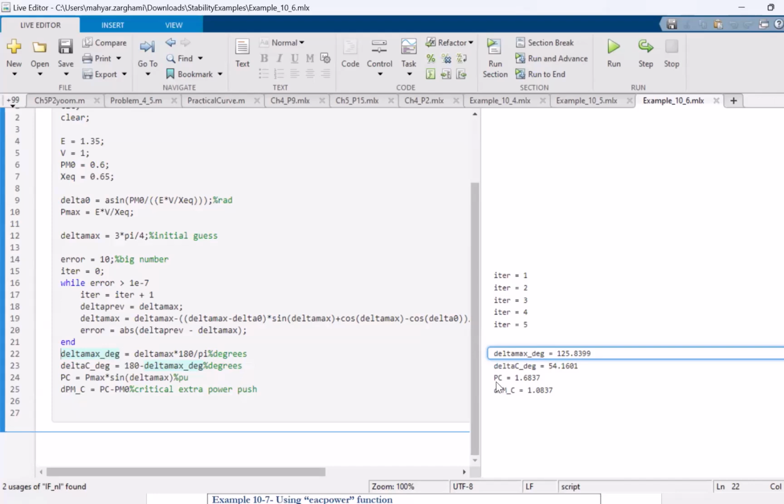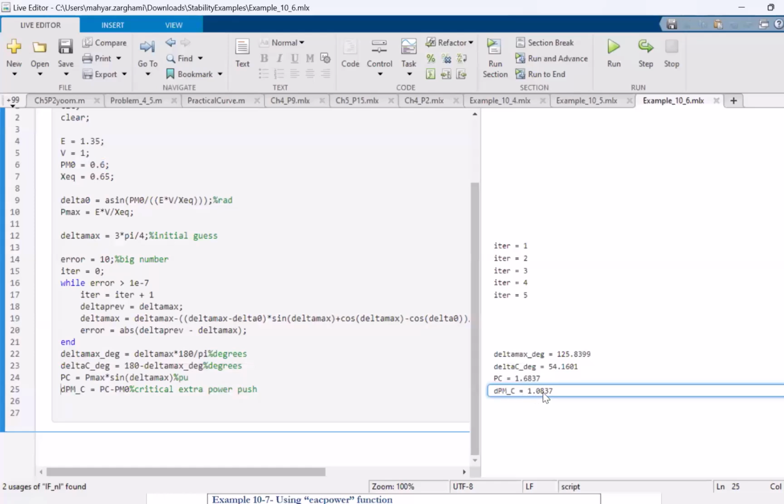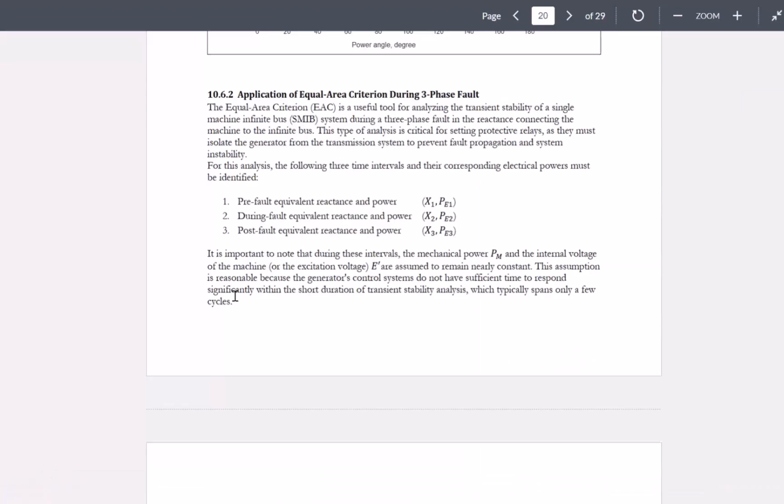PC, the critical mechanical power, is equal to 1.6837. And the critical delta PM with respect to the initial PM0 is found once you subtract this PC from PM0, and that becomes 1.0837 per unit of mechanical power. Okay, now let's go to the electrical side of the system.